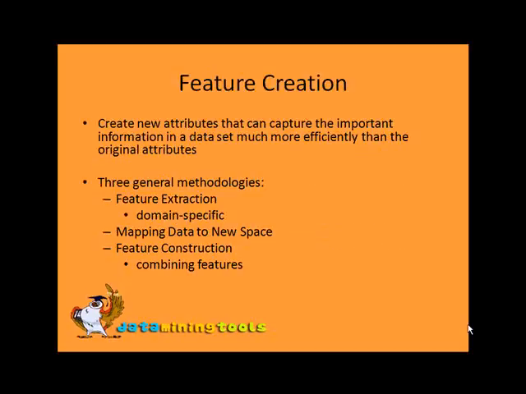Let's understand feature creation. Create new attributes that can capture the important information in the data set much more efficiently than the original attributes. We use three general methodologies: feature extraction, which is domain specific, mapping data to a new space, and feature construction, which is done by combining features.